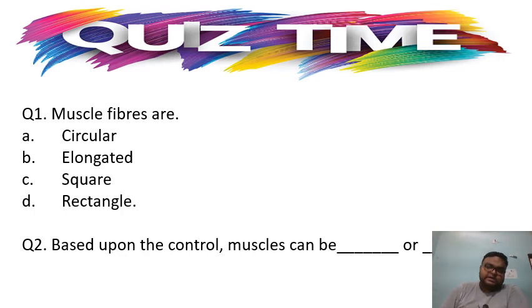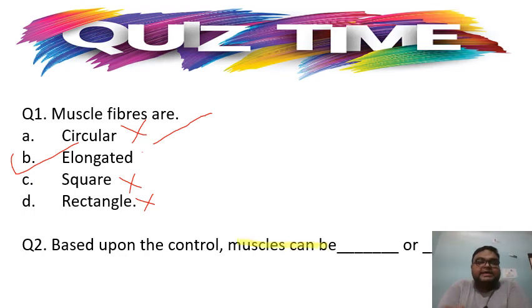Right. So the muscle fibers are not square, not circular, not rectangle. The muscle fibers are only elongated. Right. So now let's come to the next question based upon the control. The question says, based upon the control, muscles can be of how many types, students? Just think about it and answer.